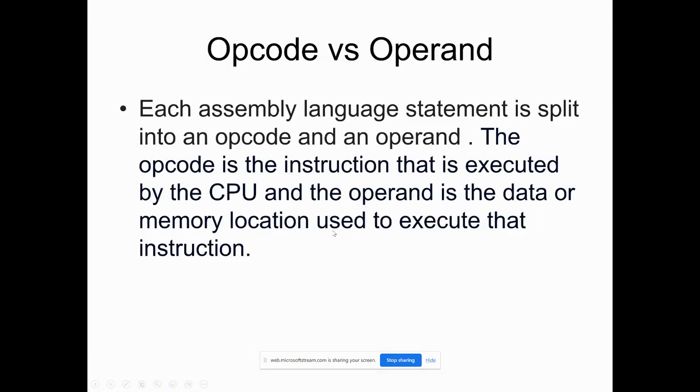Hi everyone. This tutorial is a continuation of the previous tutorial about assembly language. Just quickly, to explain operation code and operand. Each assembly language statement is split into an opcode and an operand. The opcode is the instruction that is executed by the CPU, while the operand is the data or memory location used to execute the instruction.